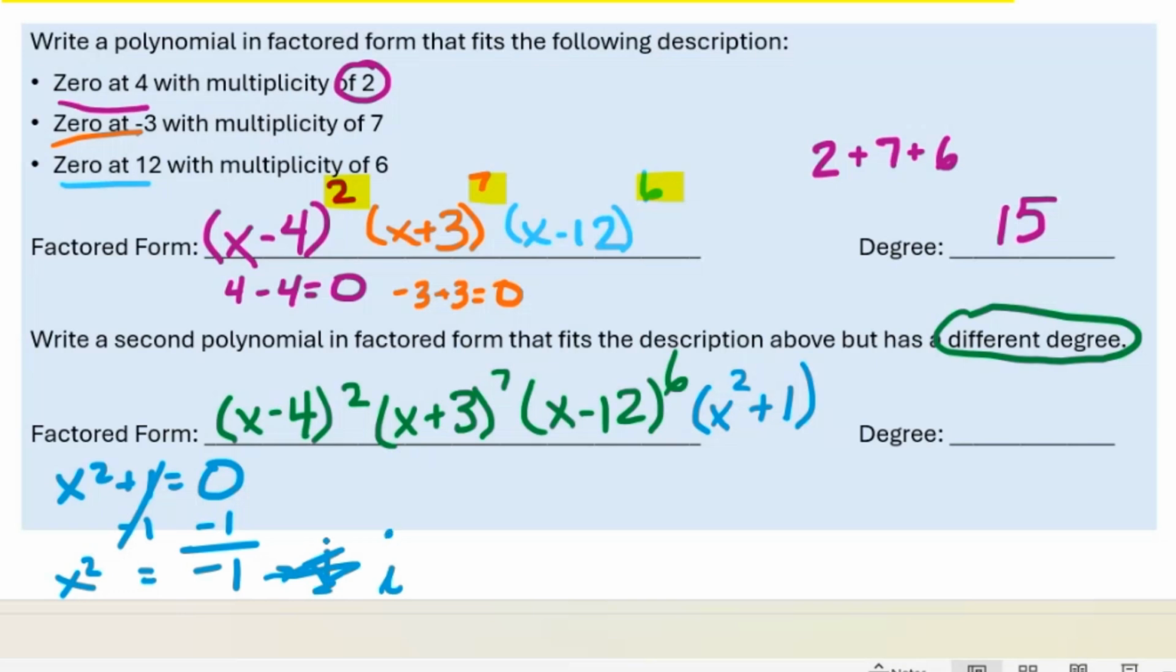An imaginary number. For purposes of our degree, though, we continue to add these multiplicities, but we also just add the 2 as our exponent. So this one would have a multiplicity or a degree of 17.